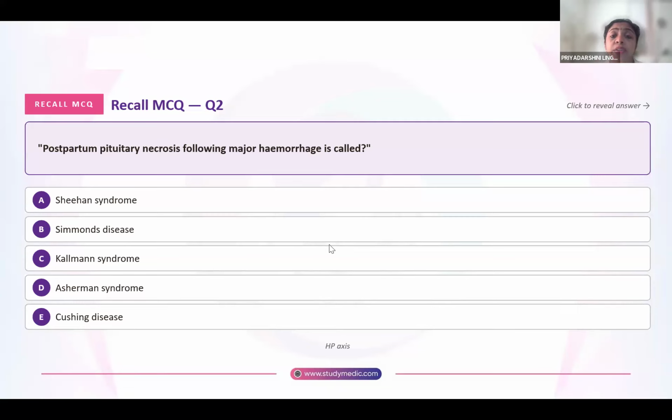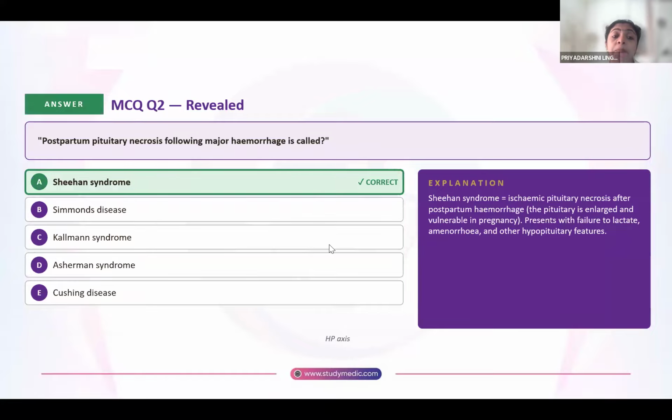Now, you need to remember that many questions can be targeted in the same way. So, a quick exam tip is going to be write down all the syndromes associated with the disorders and just at least understand to which organ or to which endocrine gland this is associated with. So, Sheehan syndrome is following a major postpartum hemorrhage, postpartum pituitary necrosis take place.